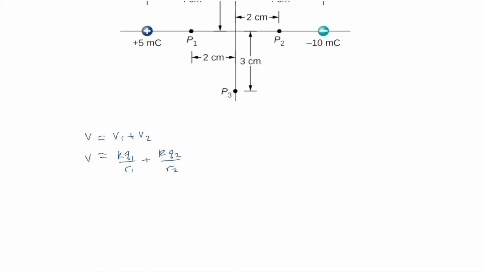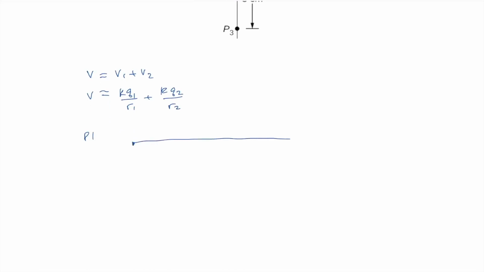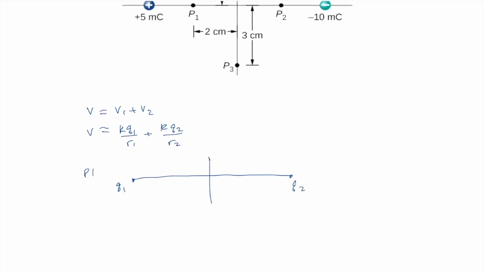All right, and so let's look at P1. We have our line, we have our Q1 here, our Q2 here. The origin is about there, and point 1 is here. Okay, we know this whole distance is 4 centimeters. We know this whole distance is 4 centimeters. And we know this distance is 2 centimeters, so that makes this distance 2 centimeters. So we can say R1 is 2 centimeters, or 0.02 meters.